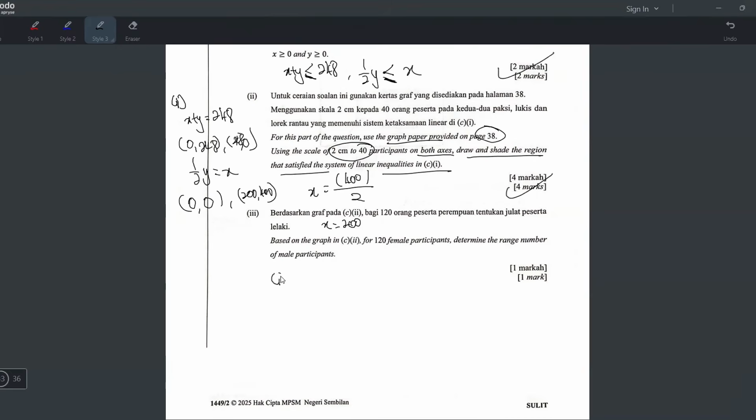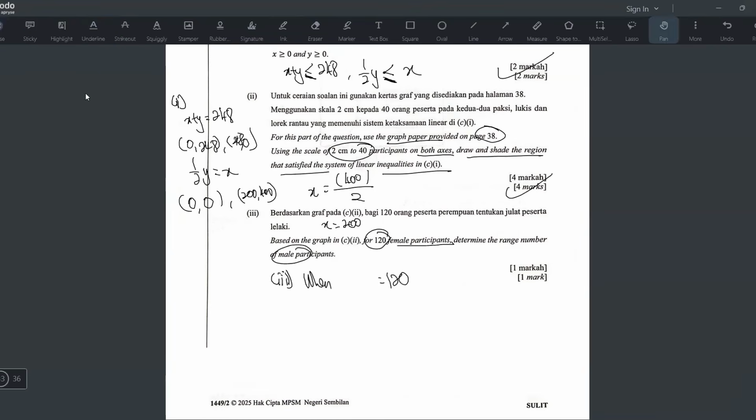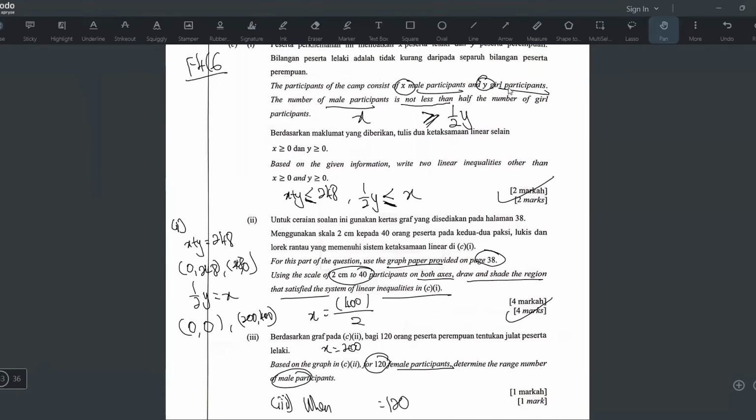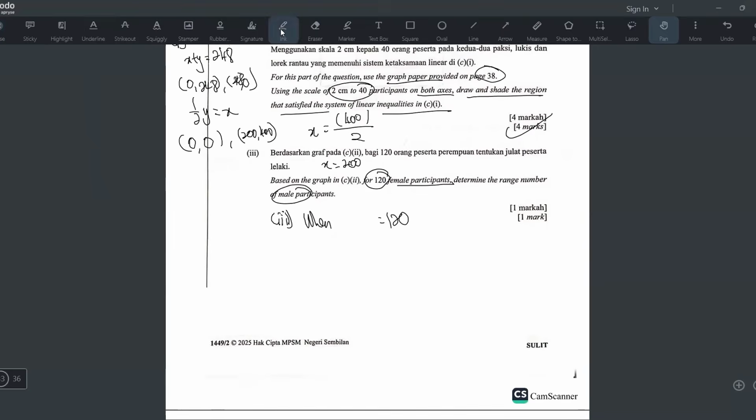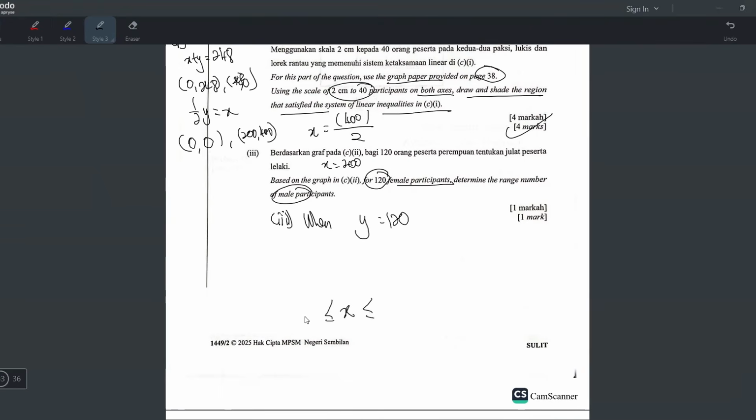Okay, sekarang part 3. Based on the graph, for 120 female participants, determine the range of male. 120 female means X 120 or Y 120. Kalau you sudah lupa, you tengok balik atas lah. Female girl mah is Y. So when Y is 120, nak cari range. Cari range means you kena tulis X in between, and then sini tulis X minimum, sini tulis X maximum. Kena cari max minimum, X maximum. And then cara kita tulis julat, dia punya range is like that.